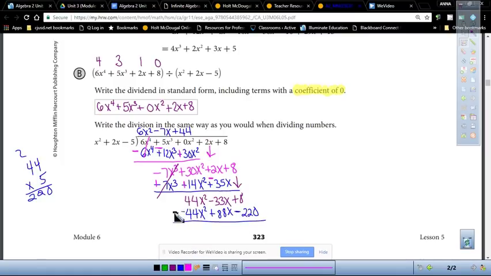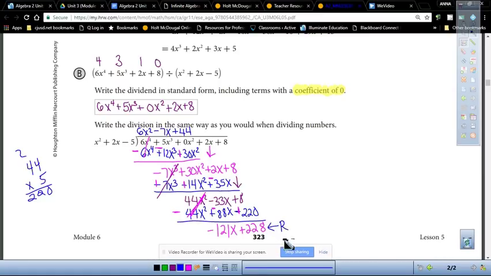I'm subtracting this polynomial, so it's changing each sign. 44x squared minus 44x squared cancels. Negative 33 minus 88, that's negative 121x. 8 plus 220 is 228. My degree is now smaller than the degree of the divisor. So I am done. This is my remainder.